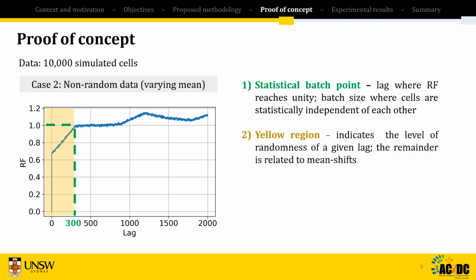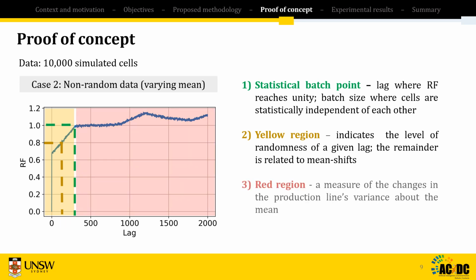The second one is the yellow region, which is the region before the statistical batch point, and it indicates the level of randomness of a given lag. For example, for lag 100, RF is equal to 0.8, meaning 80% of the variance is random for this lag, and 20%, which is the remainder, is related to mean shifts.